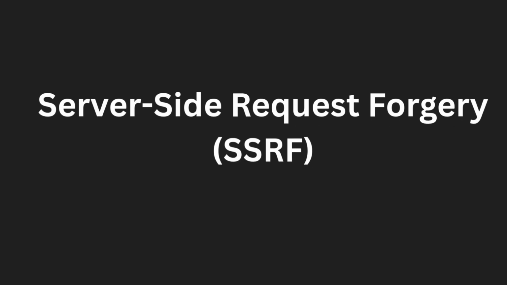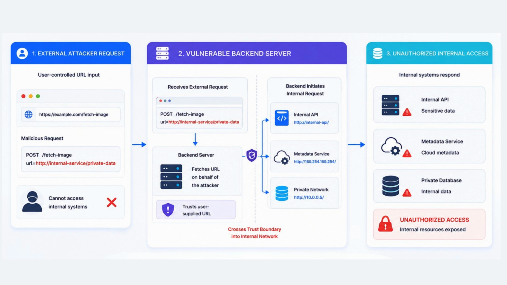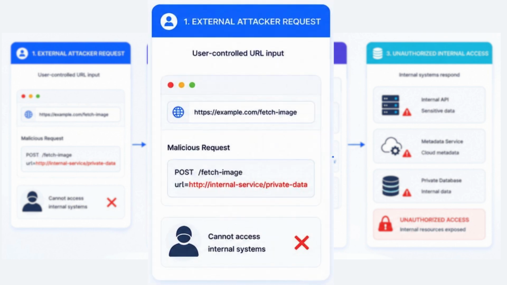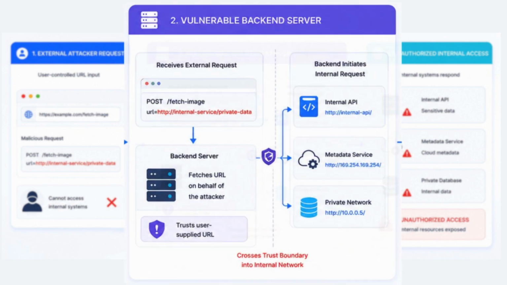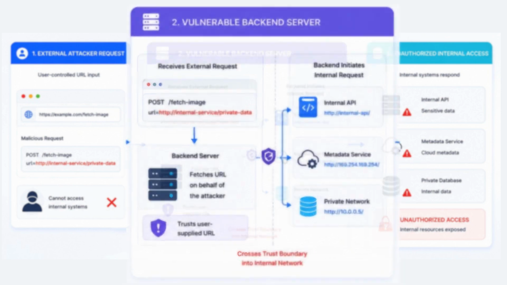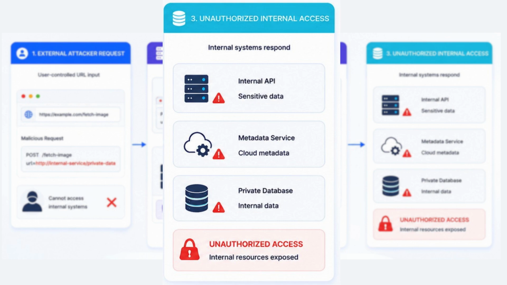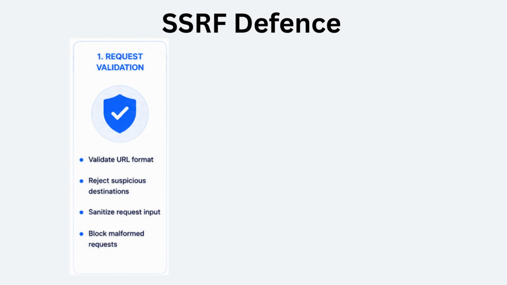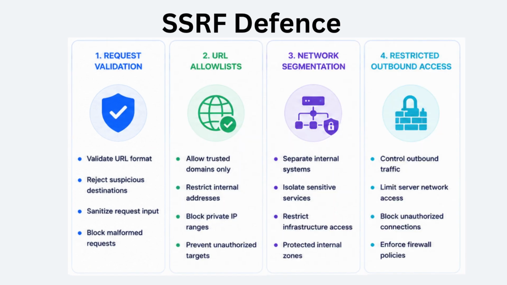Now let's look at server-side request forgery, commonly known as SSRF. In this attack, the attacker tricks the backend server into making requests on the attacker's behalf. Instead of attacking a target directly, the attacker abuses the trusted backend server as an intermediary. This becomes especially dangerous because backend servers often have access to internal systems, private APIs, cloud metadata services, or network resources that external users cannot normally reach. Common defenses include request validation, URL allow lists, network segmentation, and restricting outbound server access.